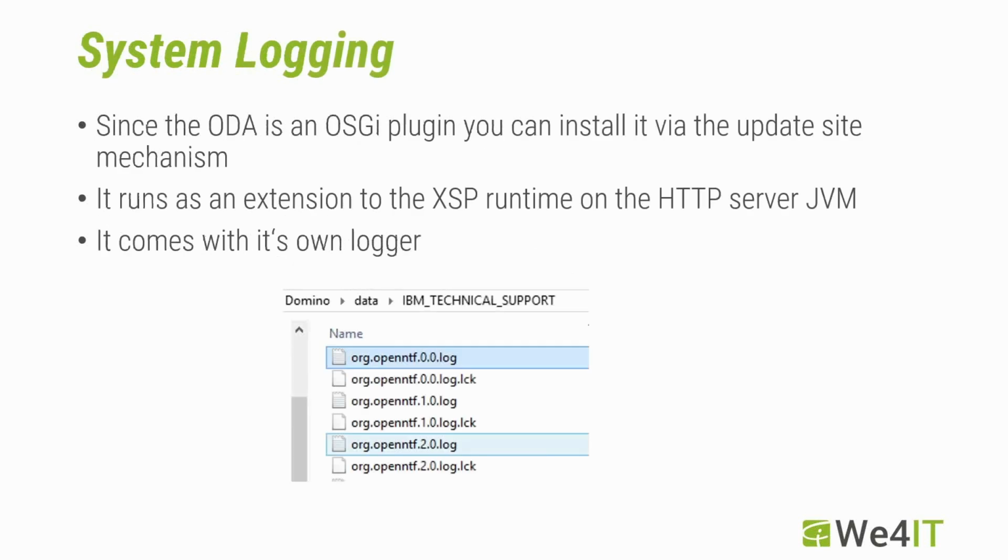The ODA comes with its own environment. Let's say it at least comes with its own logger, which logs to log files located in the IBM technical support folder, where the NSD files and the other log files are also written. So if you experience trouble during runtime or even while loading that extension on your server, the first look should go here. It is an OSGi plugin that you can install via a so-called update site mechanism. If you're not familiar with an update site mechanism, these slides will show you how to do it. And it is an extension to the HTTP server, to the XSP runtime.